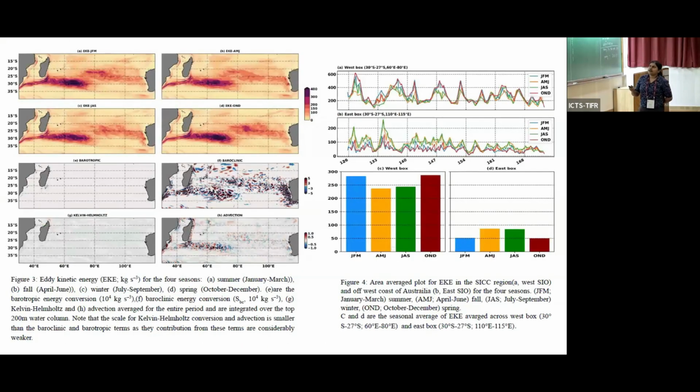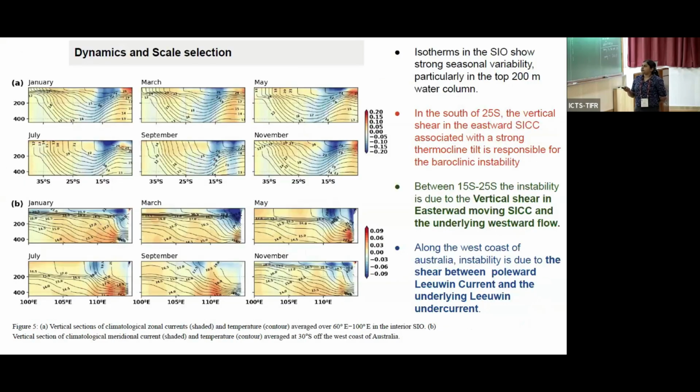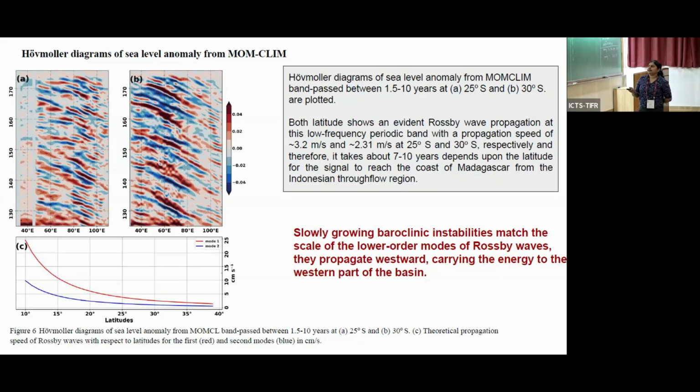If we look at 25 degrees south, the eddy kinetic energy is high in the east of 80 degrees east, but at 30 degrees south it is in the west of 80 degrees east. That is all about it. So we can say that the slowly growing baroclinic instability matches the scale of lower order modes of Rossby waves, and they propagate westward carrying the energy from the eastern part of the Indian Ocean.